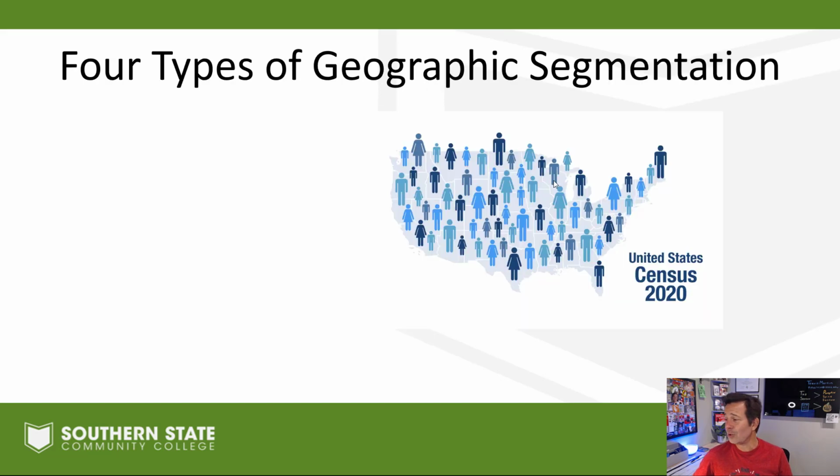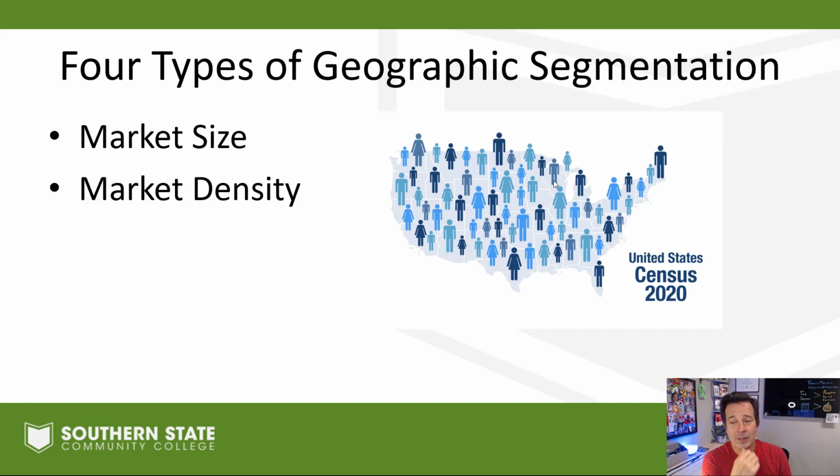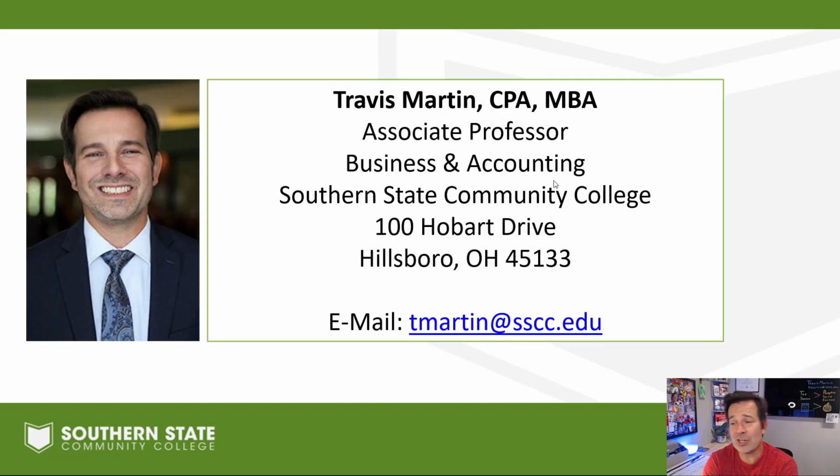So 4 types of geographic segmentation. Again, we're talking about market size, the overall size of the market. Maybe we have criteria that we're not going to go into a certain area unless it has a certain market size. Maybe we won't add a second location unless there is a certain market density, how tightly packed the people are within that particular area. And then we have climate, we have region. We can also segment geographically according to those items as well. There you have it, geographic segmentation.